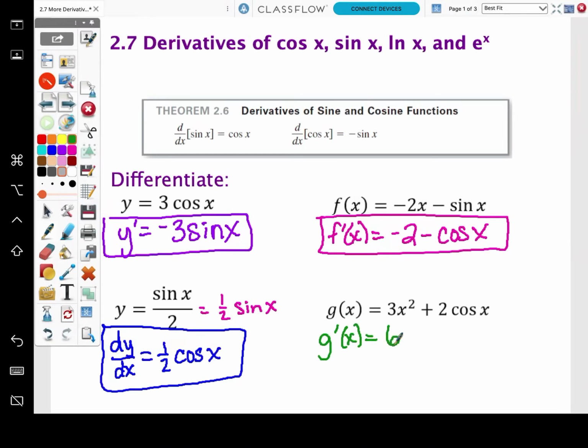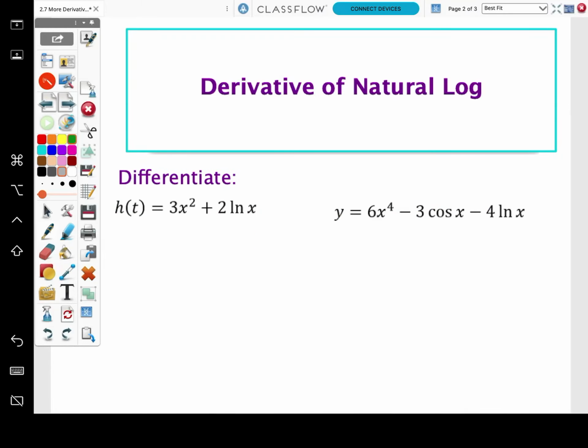Pause the video and check out your answer. Okay, you're back. Did you get 6x squared minus 2 sine x? Derivative of cosine is negative sine, so that changes into a negative 2 sine x. Did you get it? Great job.